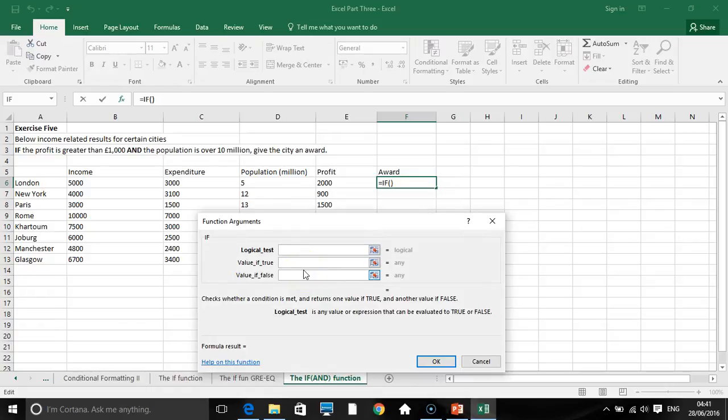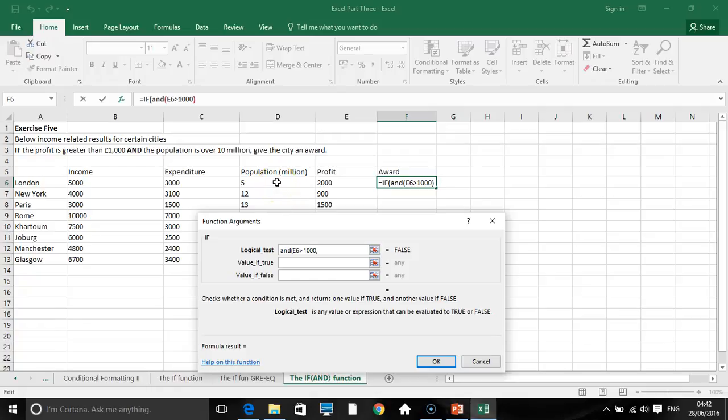We use the and to help us bring both these conditions together. So we type in and. What are we really saying? We are saying two conditions here. If this profit is greater than 1000. That's the first thing. You can see I clicked on E6, and I put the greater sign, greater than 1000, and we put a little comma.